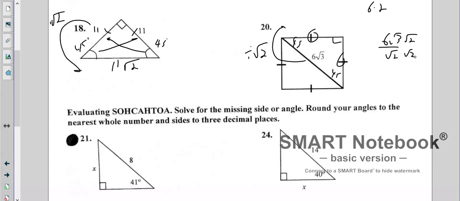Now, what does that give me on the top? This is radical 6. On the bottom, we just get 2. That simplifies to 3. So each of the legs is 3 radical 6. And that goes all the way around, obviously, because it's a square.